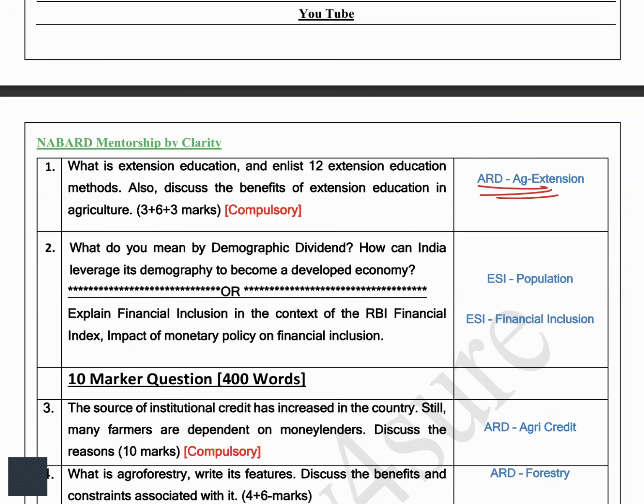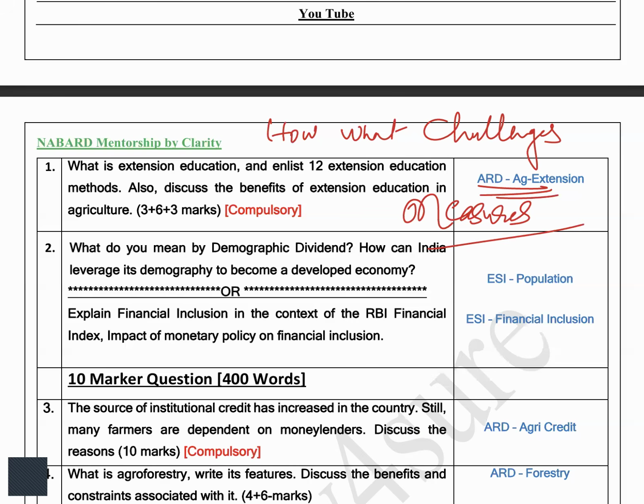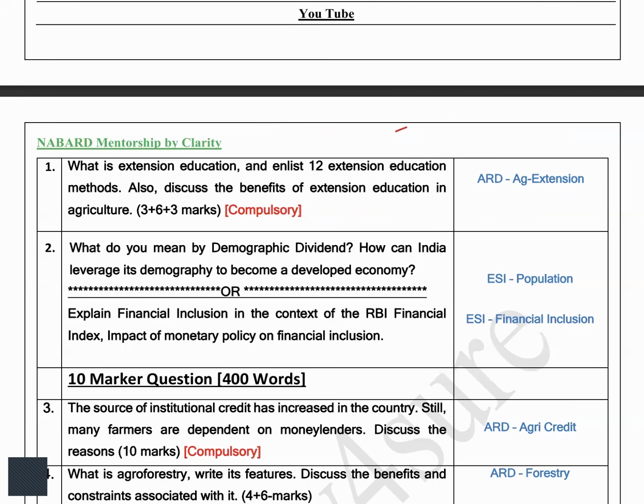So you should think on the topic: how, what, challenges, measures. These things are pretty much common in the questions. So in this way, you can prepare for the examination.